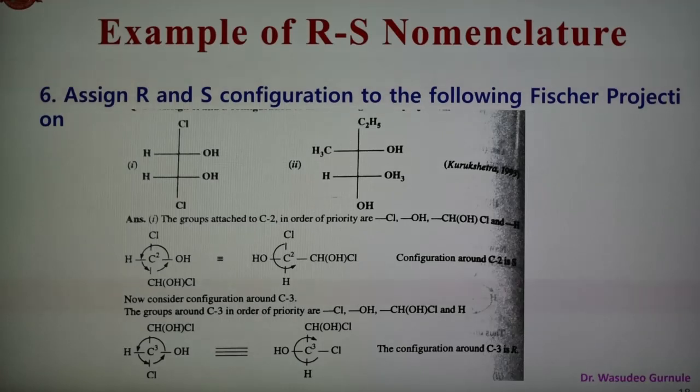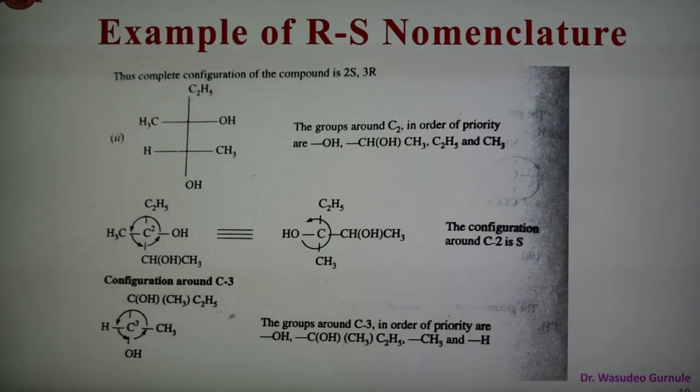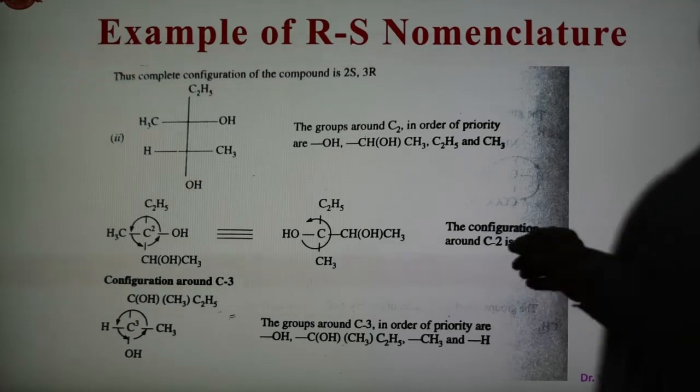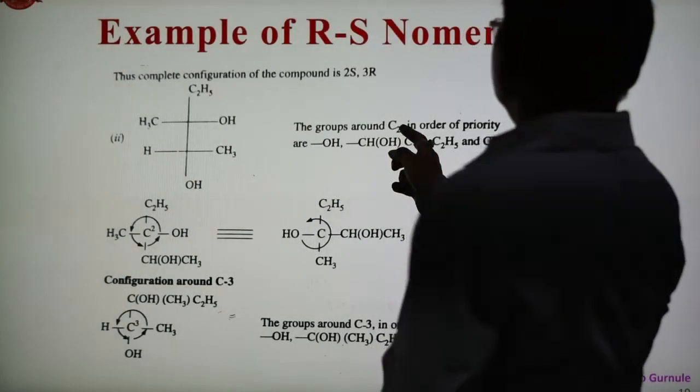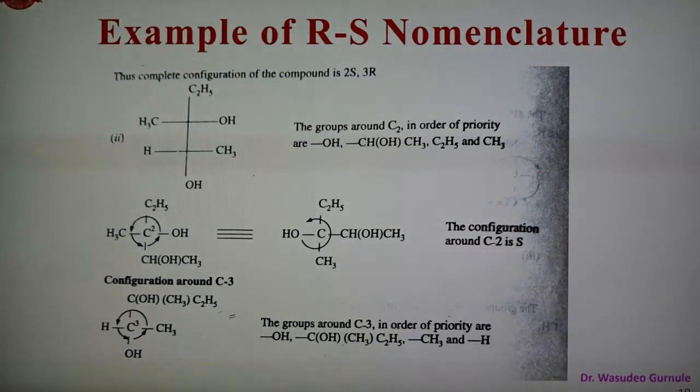So C2 and C3 are different. In this way, we can assign R and S configuration to the organic compound. So the complete configuration of the compound is 2S and 3R. The second compound is also shown here, and again now for C2, in order of priority it is the OH first, then CHOH, then C2H5, and then CH3 last. So C2 is shown here.